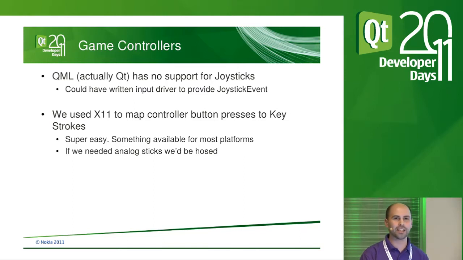Since we had a joystick that only had buttons on it, we simply told X11, we want to map these joystick buttons to key presses, and we'll process those key presses as input to our application. It was really easy, expedient, and most platforms have something like that available if you're on Windows, Linux, or the Macintosh. If we actually needed to process analog sticks, then we would be in trouble.